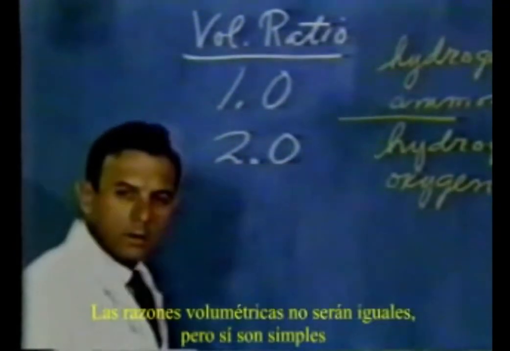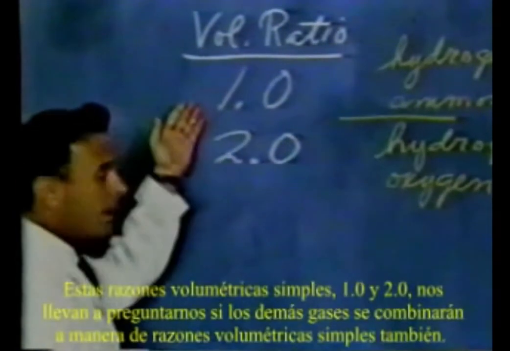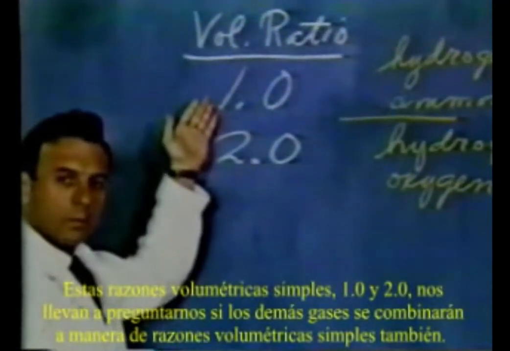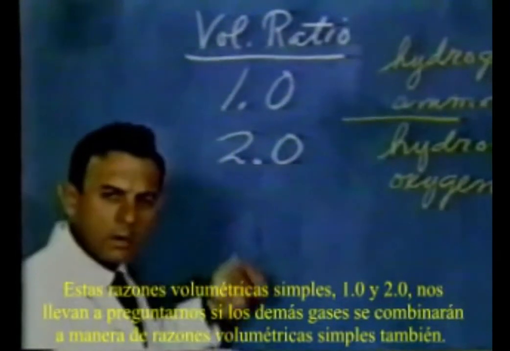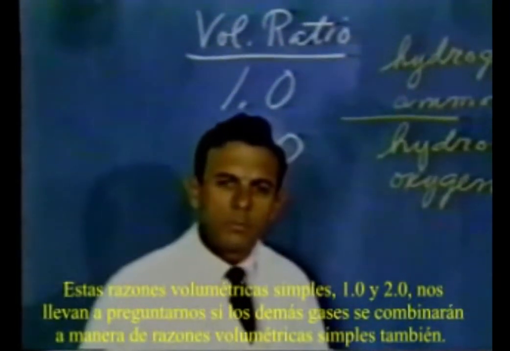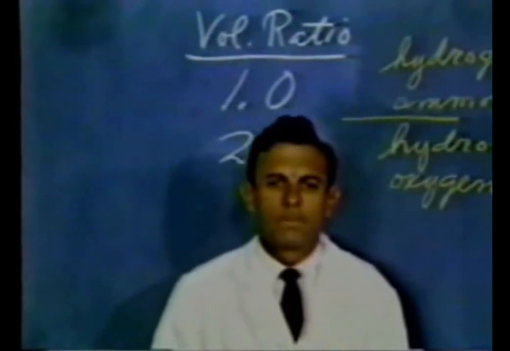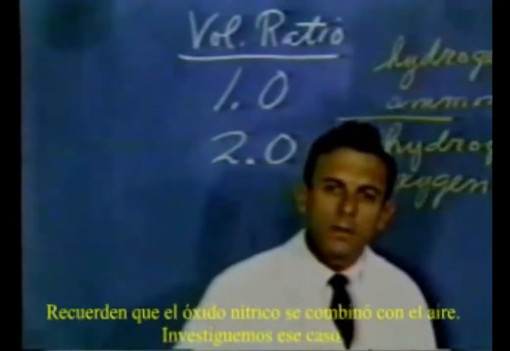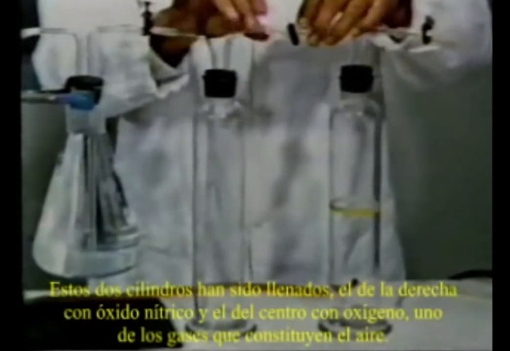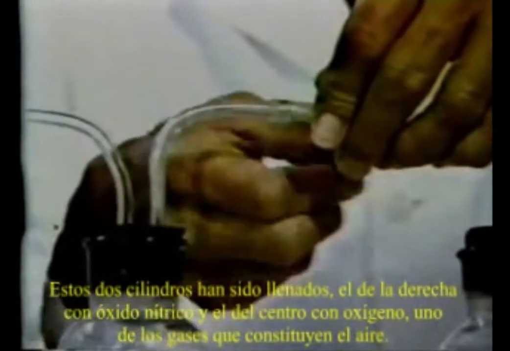The volume ratios are not the same, but they're both simple. These simple integer volume ratios, 1.0 and 2.0, lead us to wonder whether all gases combine in simple whole number volume ratios. Let's try another example. Remember that nitric oxide combined with air. Let's try that one. These two cylinders have been filled, the right one with nitric oxide, the center one with oxygen, one of the constituents of air.